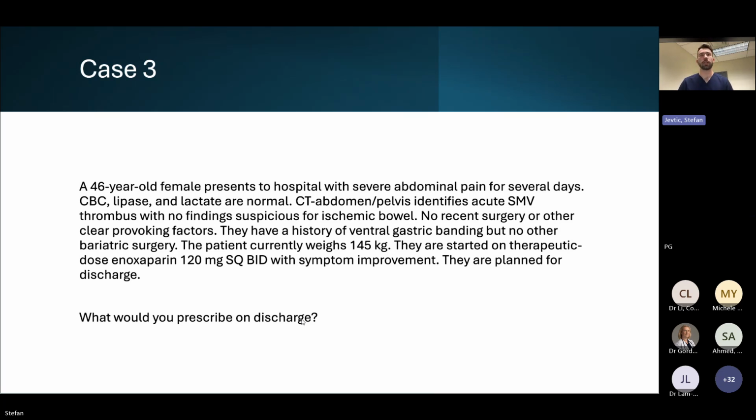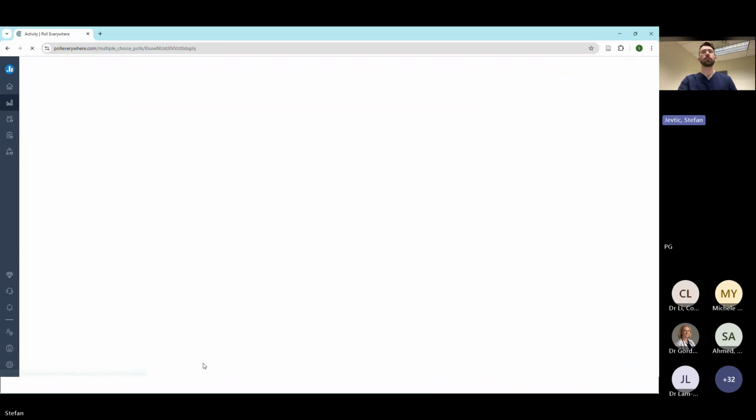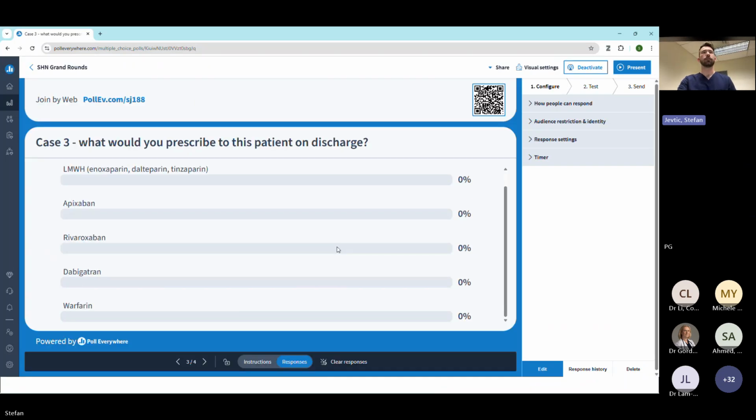She was started on therapeutic enoxaparin at 120 milligrams sub-Q BID and had symptom improvement over the next few days, and she's now being planned for discharge. So what anticoagulant would people recommend or consider starting in this patient? Continue her on the low molecular weight heparin because of her increased BMI. Consider switching to a DOAC, including apixaban, rivaroxaban, or dabigatran, or switch her to warfarin, again because of the BMI, but an oral anticoagulant.